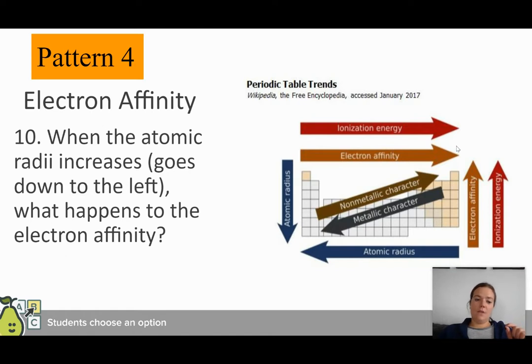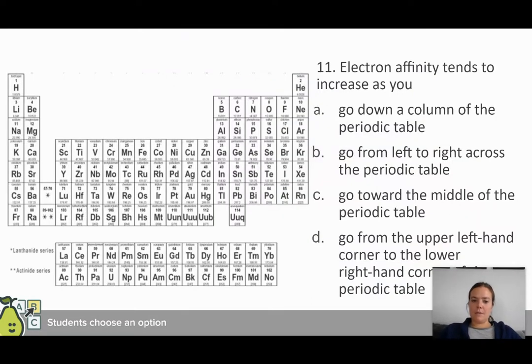Right. So if the atomic radius is getting bigger, that means that the electron affinity is getting smaller. Because the electron affinity increases as you go right and up, which is the opposite of the radius. Okay, so let's answer this one.